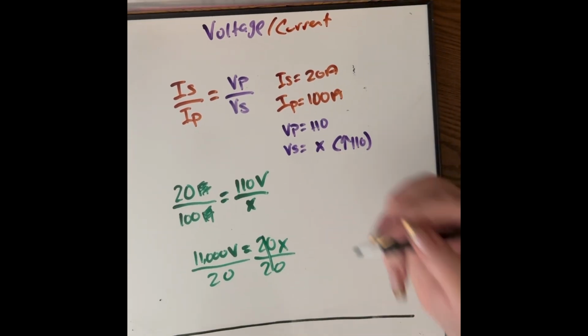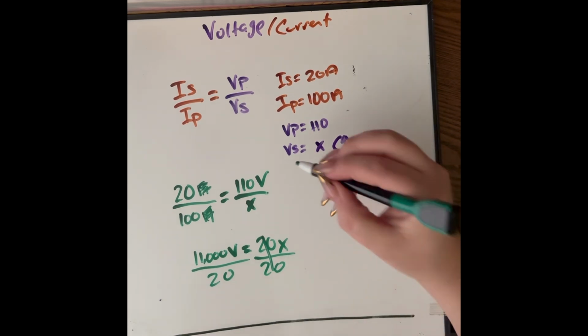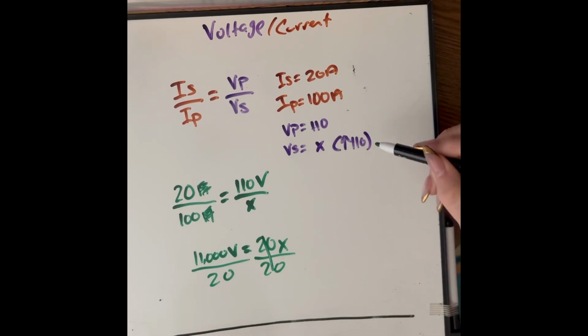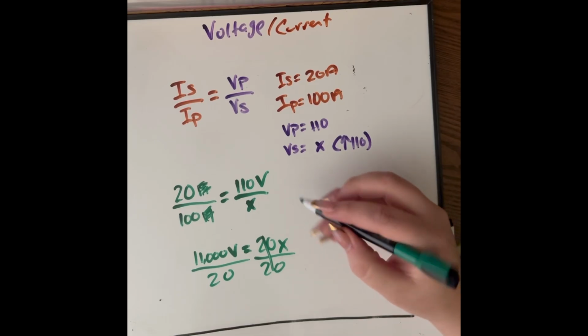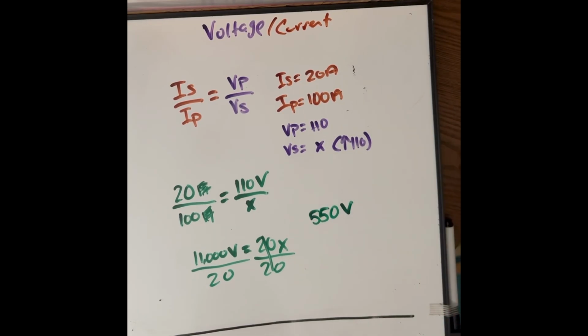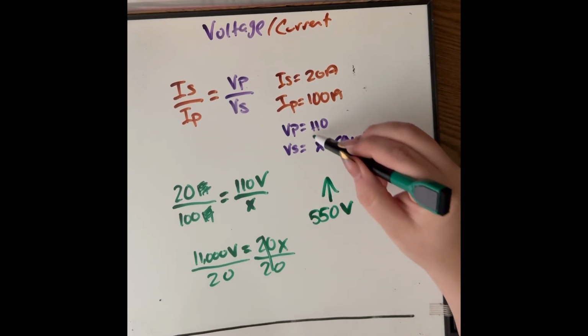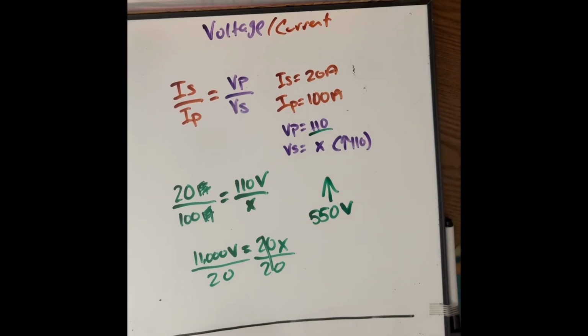I'm going to bring this over here, and we have 11,000 divided by 20. What was I looking for here again? I'm looking for a voltage, and I'm looking for that voltage to be higher than 110. 11,000 divided by 20 equals 550 volts, which is higher than that 110 we started with.